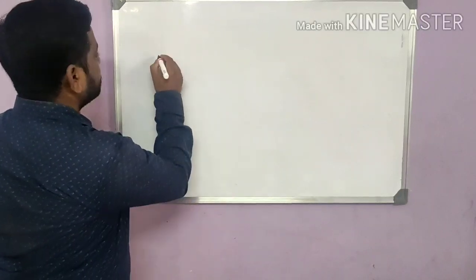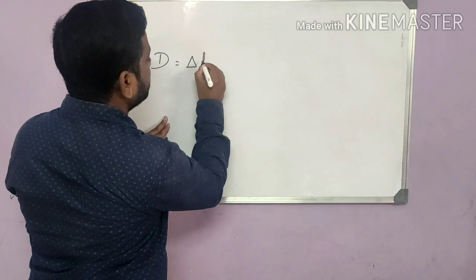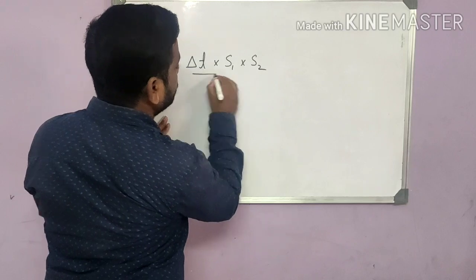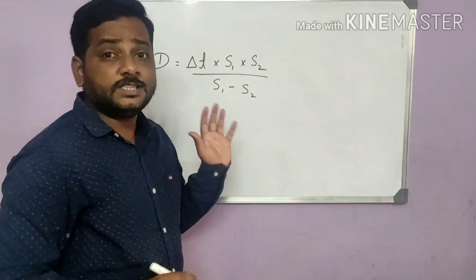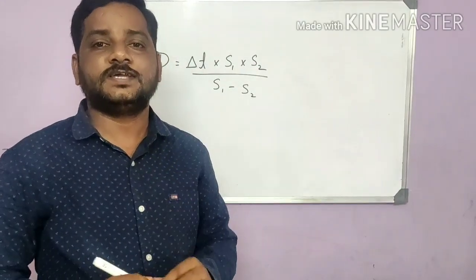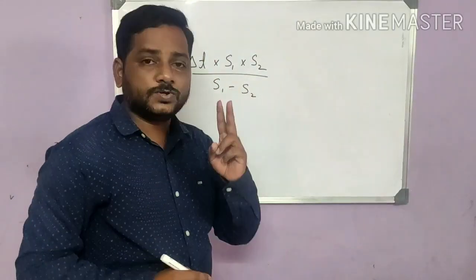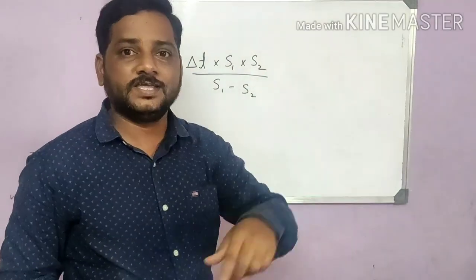Before going into that, I want to give one formula which will be used for the shortcut solution. The formula for distance is delta t into speed 1 into speed 2, whole divided by speed 1 minus speed 2. This formula can be used only for the kind of questions I am going to give in this video, where two cases are available: speed 1 for case 1, and speed 2 for case 2.